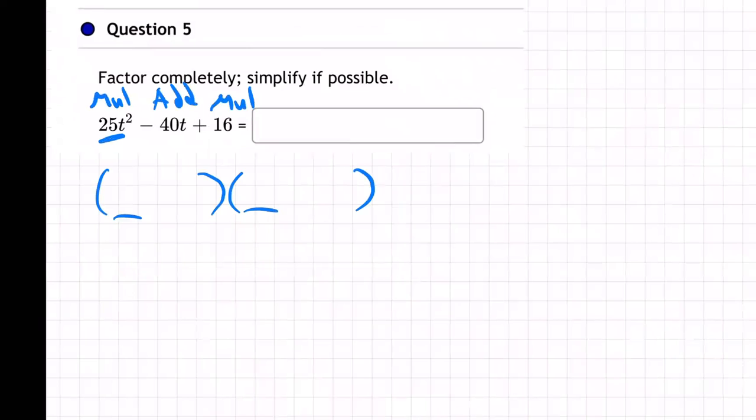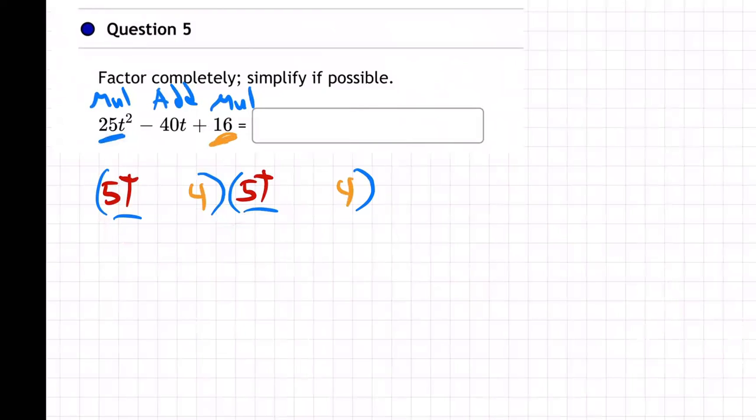So what times what makes 25t squared? That's going to be 5t times 5t. So 5t times 5t makes 25t squared. Front times front, right? And then what multiplies to be 16? 4 times 4 multiplies to be 16. Notice I didn't put in the pluses or minuses yet.